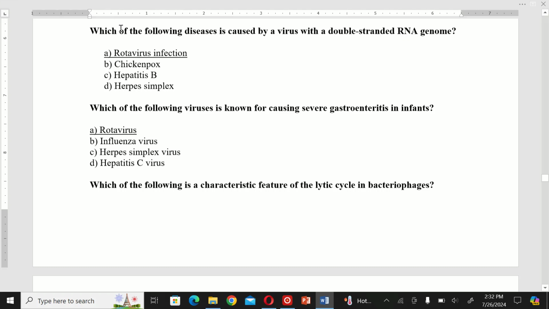The next MCQ is: which of the following diseases is caused by a virus with a double-stranded RNA genome? A. Retrovirus infection, B. Chickenpox, C. Hepatitis B, and D. Herpes simplex. So the correct option is A.